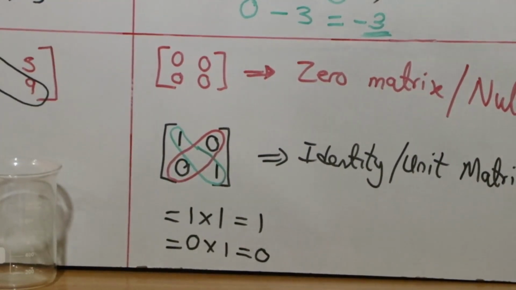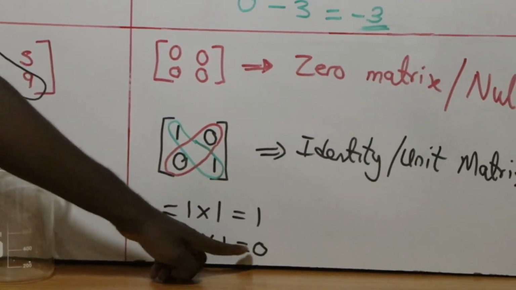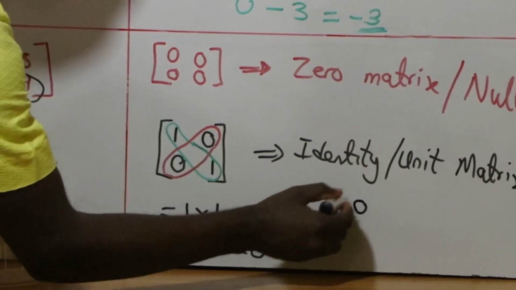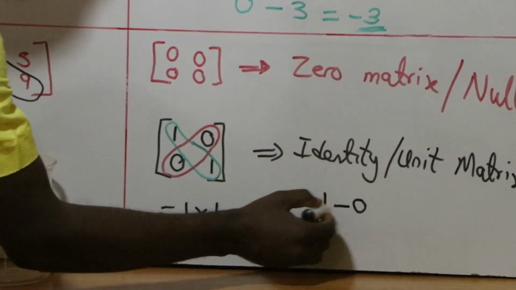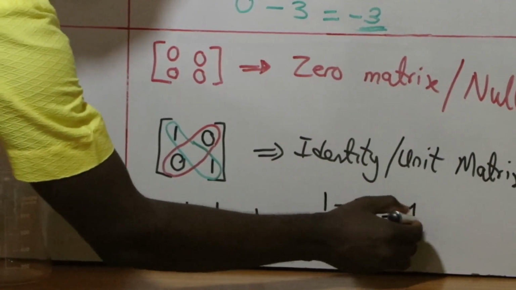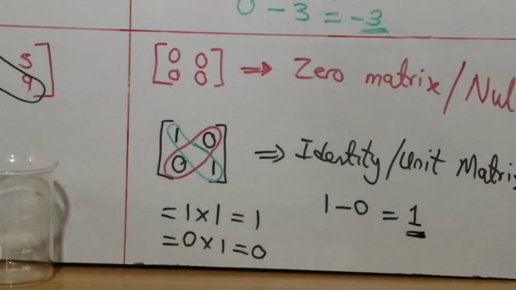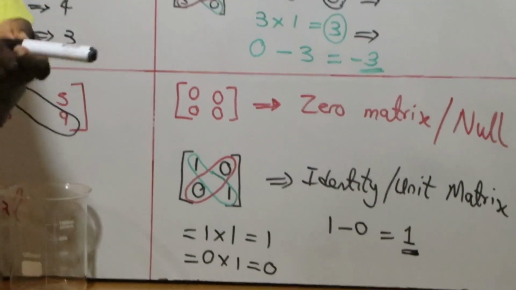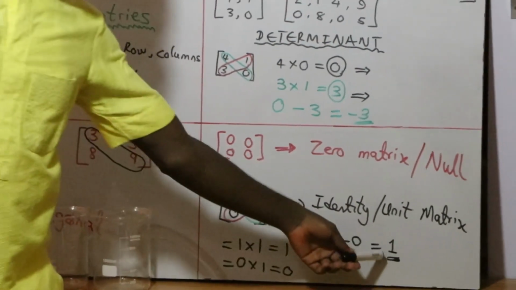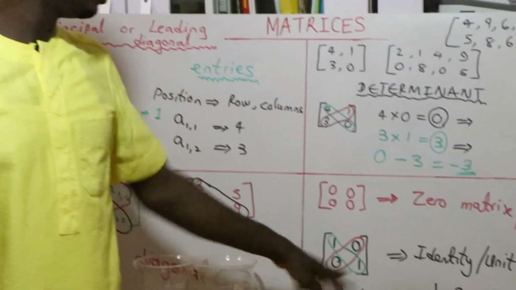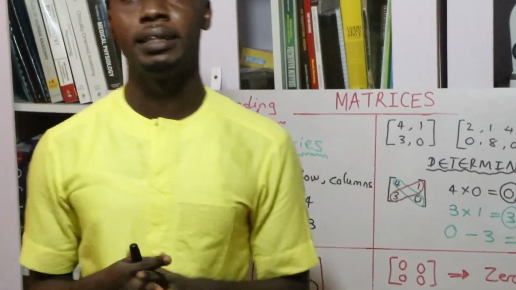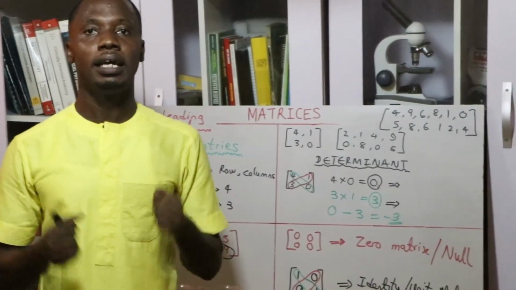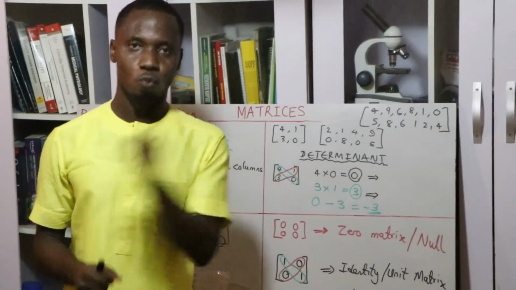Now, when I am done with that, I subtract the product of the counter diagonal from the product of the principal diagonal, and your answer will be the determinant of this matrix. As you can see, the determinant is 1. So this is an identity matrix. So what's an identity matrix? An identity matrix is a matrix that has a determinant of 1.